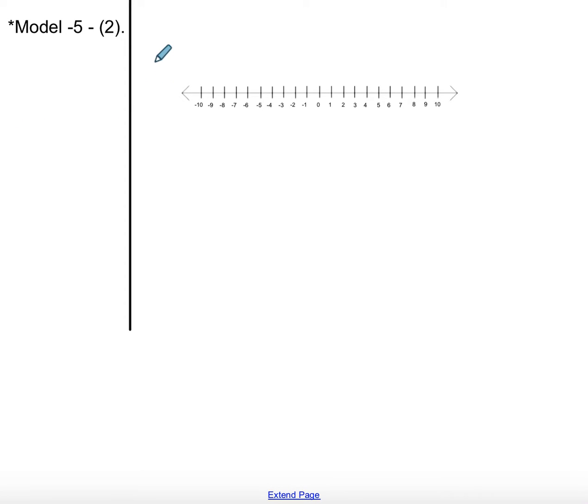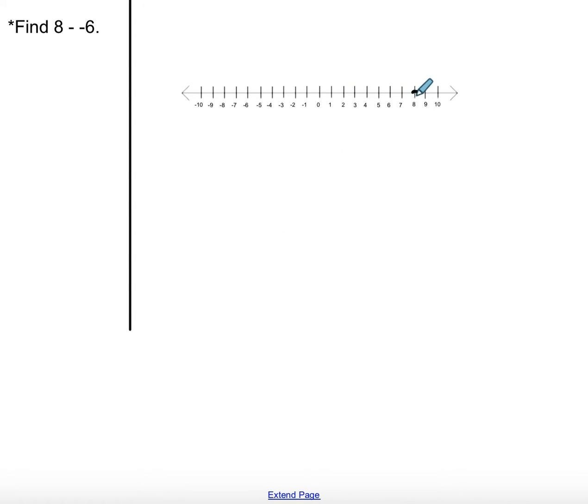Couple more. Try -5. Facing the higher numbers, I turn around and I have to go 2 spots and I end up at -7. So I want you to stop the video now and I want you to try this one right here. And start the video and you can check your answer.